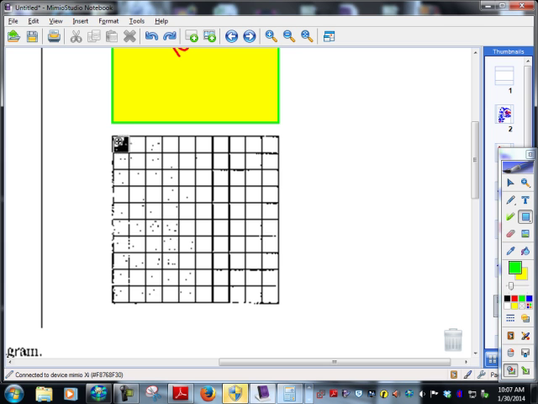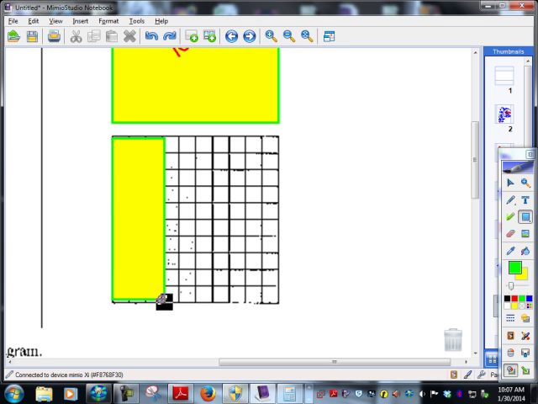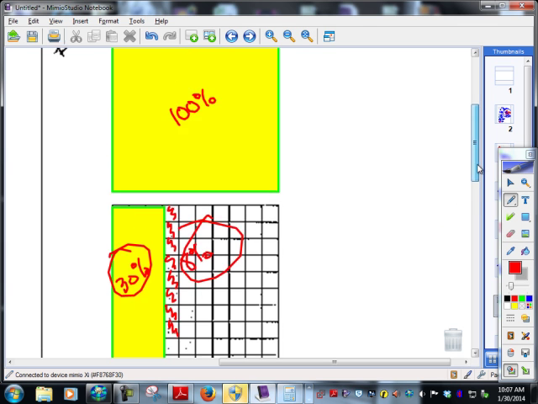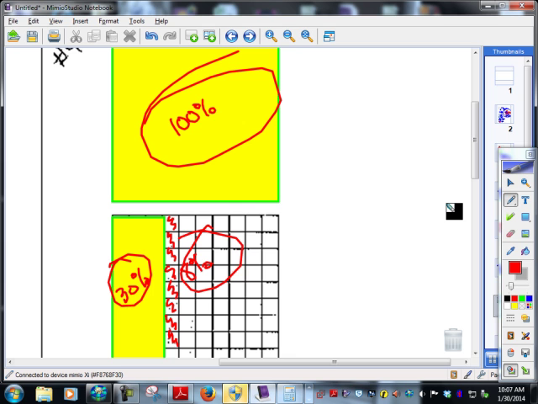That represents 30. And then I can shade in 8 more, right? So this is 30%. This is 8%. If you add them all up, what are you going to get, guys? 138. 138%. I think we're good with those.